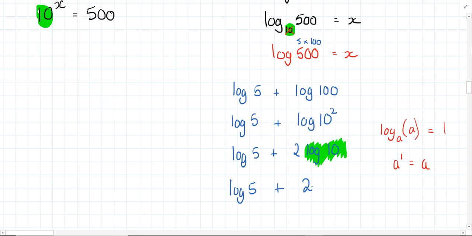Okay? Which you can see doesn't actually give me any better answer than I had before, but we are practicing with how we can split it up. But that tells me how to go from exponential form to logarithmic form. Log to the base 10 of 500 equals x, which I can manipulate if I want. Remember that? Yeah? No?